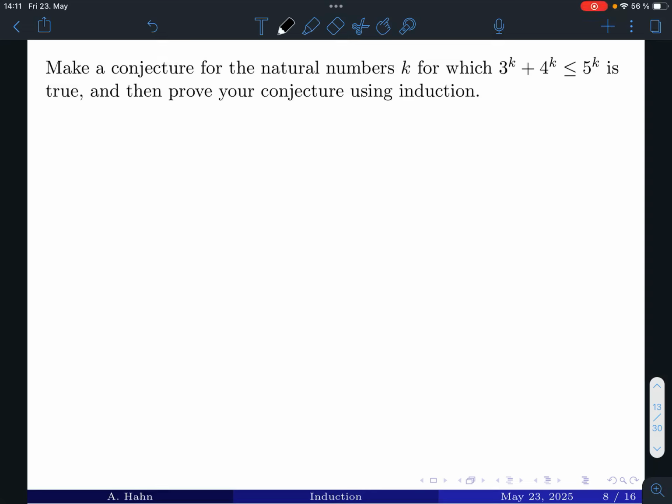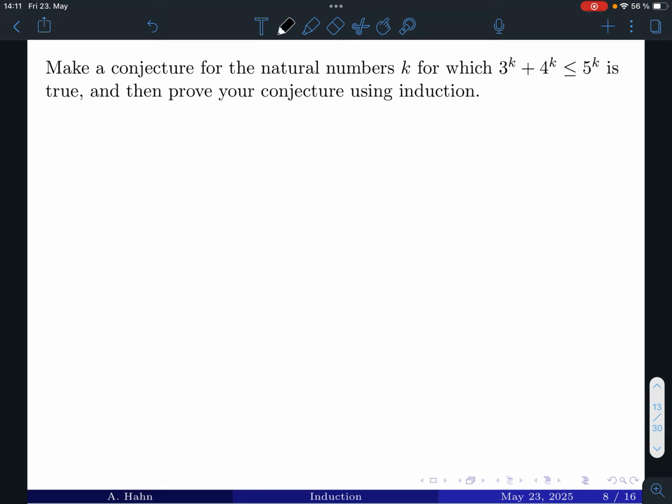Hello. So let's try to do another example. And so let's look at this one. We want to make a conjecture for the natural numbers k for which 3 to the k plus 4 to the k is less than or equal to 5 to the k. And then we want to prove our conjecture using induction. This one is a little different in that they don't give us a base case. They don't tell us what it is. We have to figure it out ourselves.